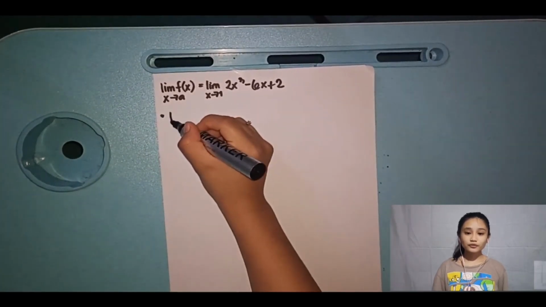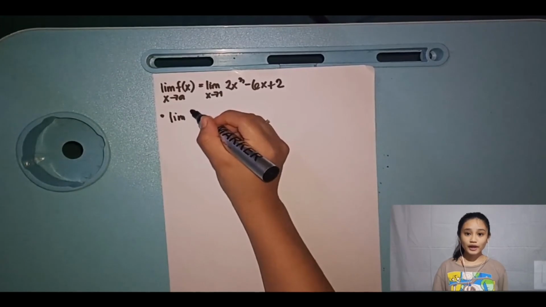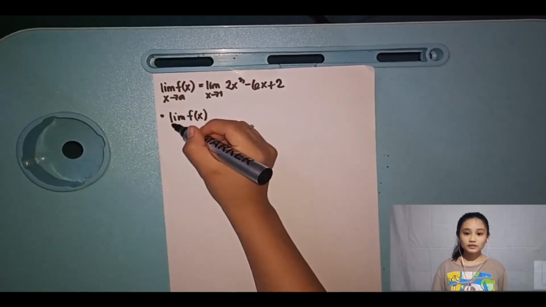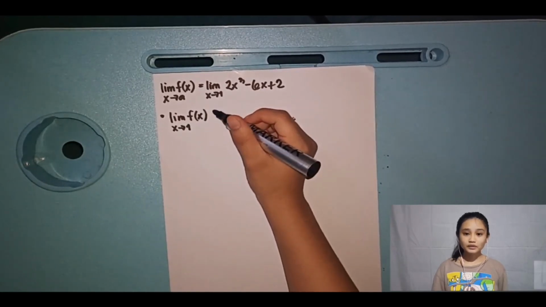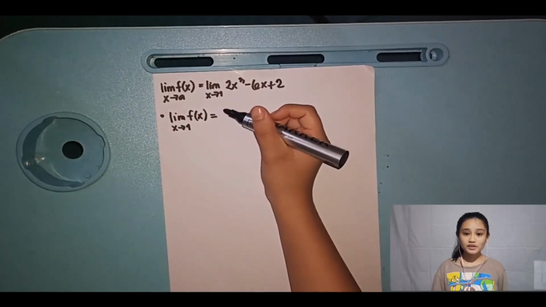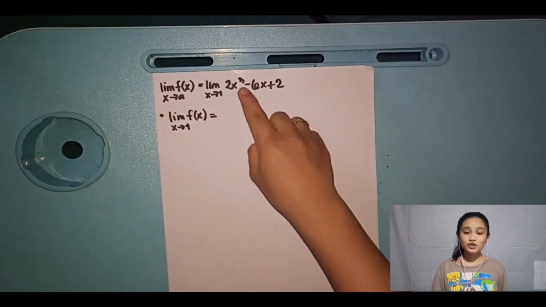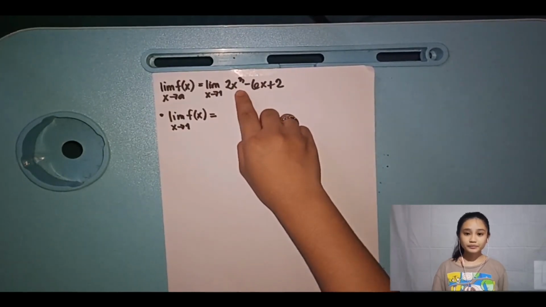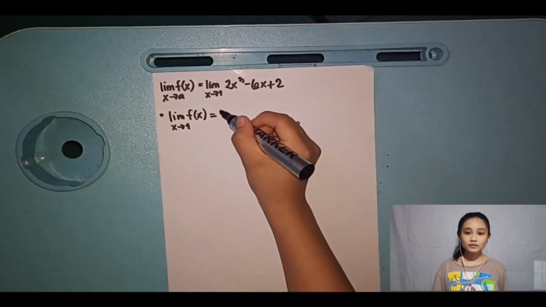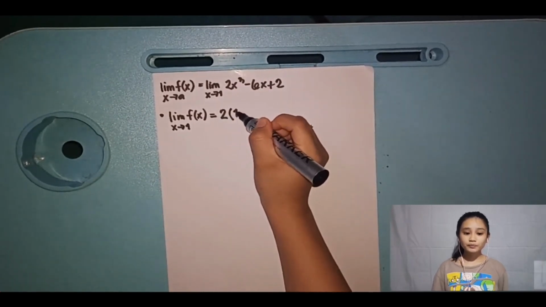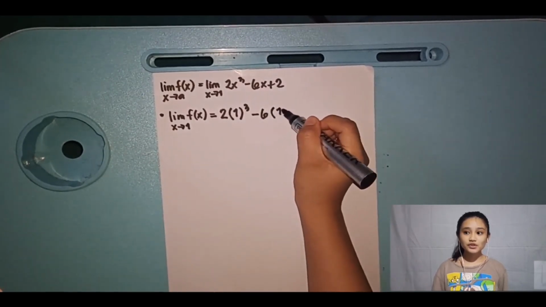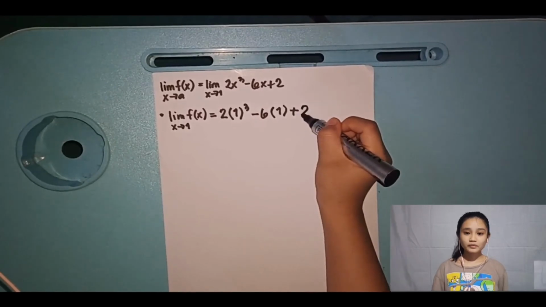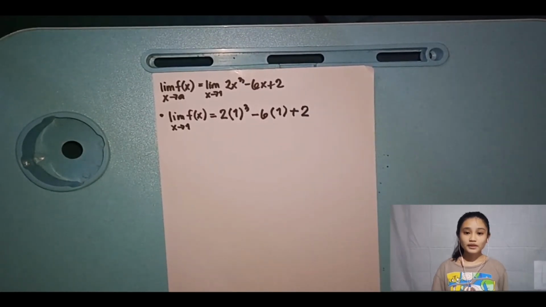The limit of f of x as x approaches 1 equals, substitute 1 to x. So the equation should be 2 times 1 cubed minus 6 times 1 plus 2. Then simplify.